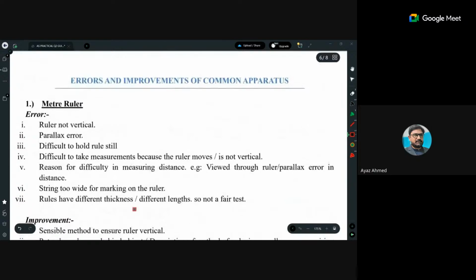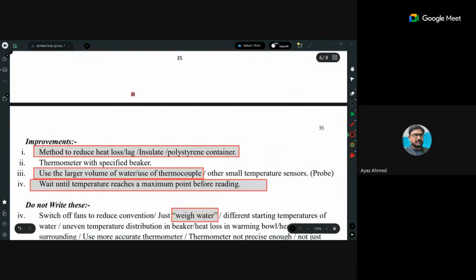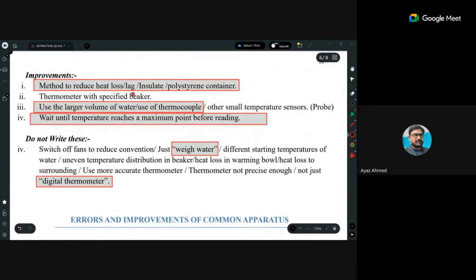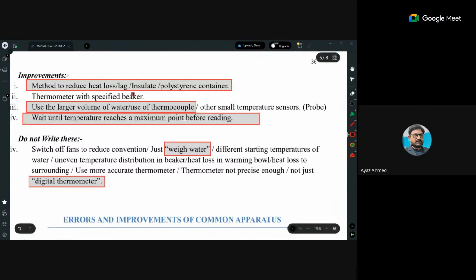Now we have instrument type, I have to tell you the errors and improvements. These first 12 were the errors and improvements classified by type of experiment.